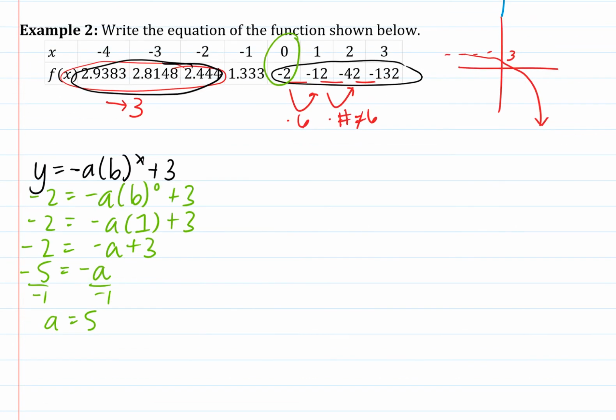Nice. Now I'm going to substitute in any other point that I wish. Let's choose an easy one with small values. Again, we're going to substitute it into our revised version of the template. That means it's not just a times b to the x, it's negative a times b to the x plus 3 to reflect these 2 transformations. And we know that a is 5. So we have -12 equals -5 times b plus 3.